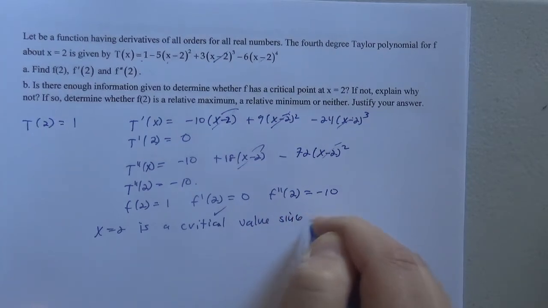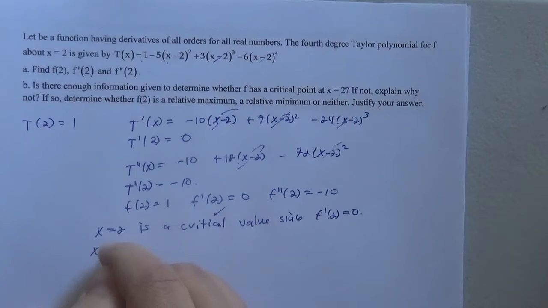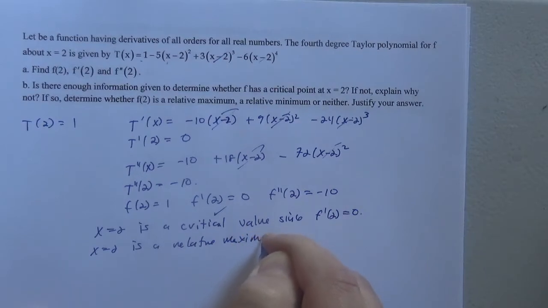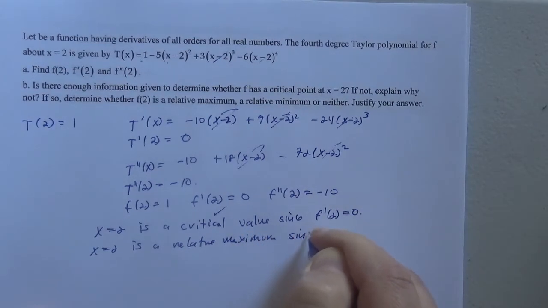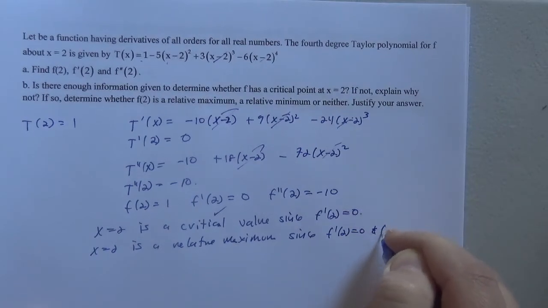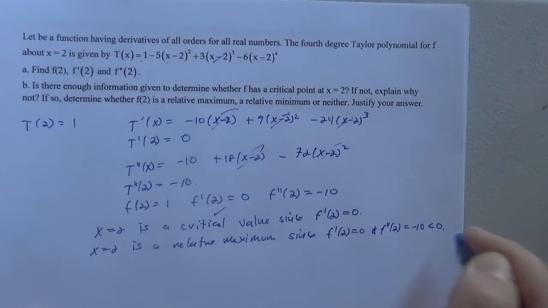So x equals 2 is a critical value since f prime of 2 is 0, and x equals 2 is a relative maximum since f prime of 2 is 0 and f prime prime of 2 is negative 10, which is less than 0.